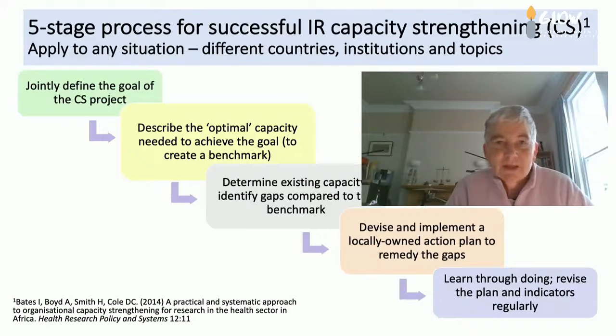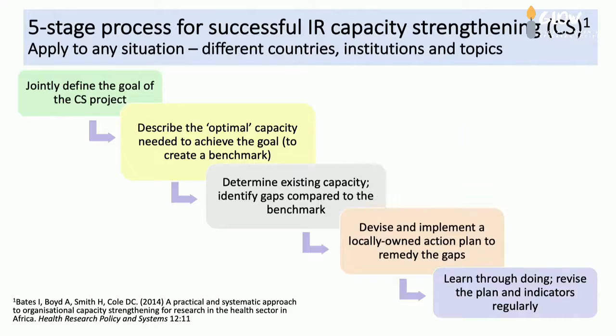And obviously, once you've done that, then you get into a normal sort of action planning cycle where you try and fill the gaps in capacity, see if you've filled them, look for other gaps, and continue on like that until you finally reach your goal. Next slide, please.